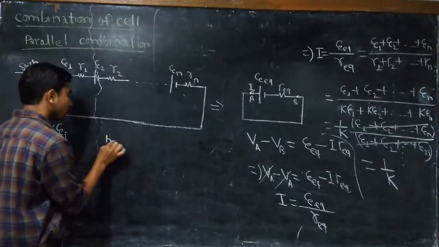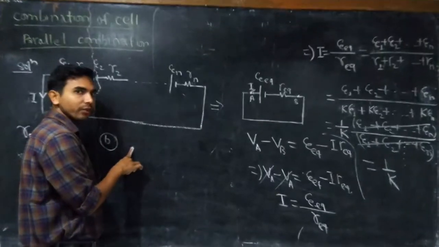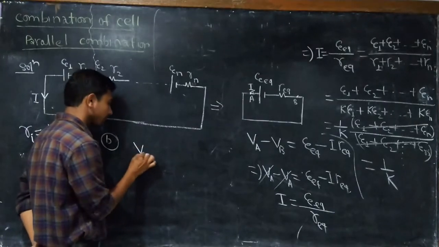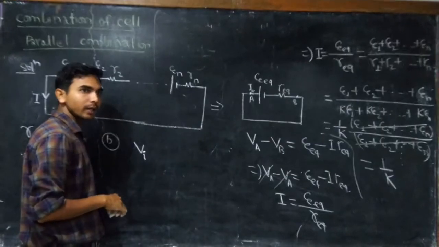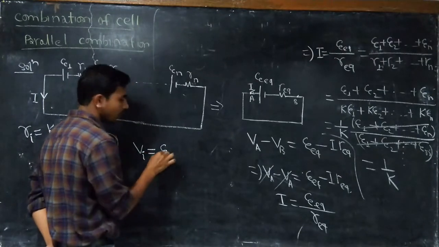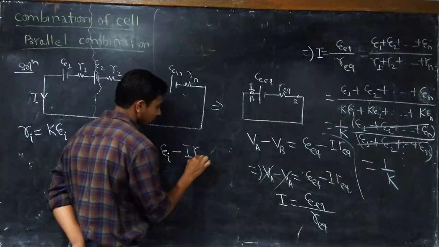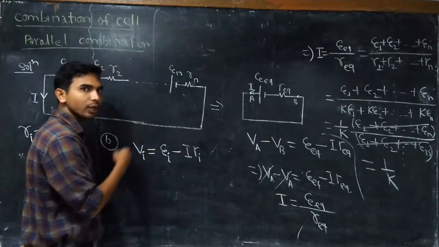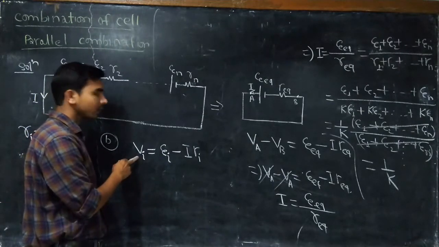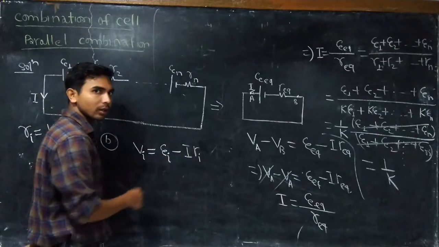Now we are going to calculate the potential drop across the ith battery, and the second question I am solving here, right? So the potential drop across the ith cell, suppose that is Vi, will be the EMF of the ith cell minus I times the internal resistance of the ith cell. This is the formula to calculate the potential across the cell.